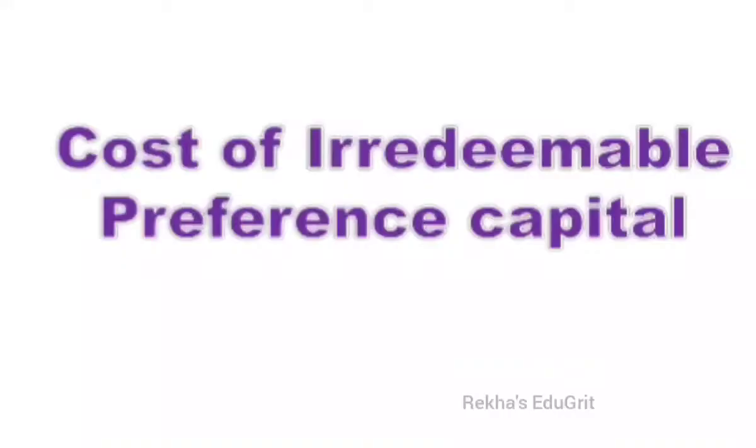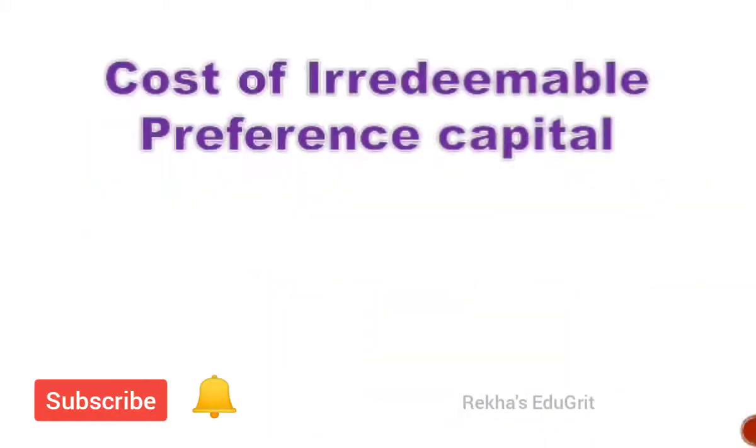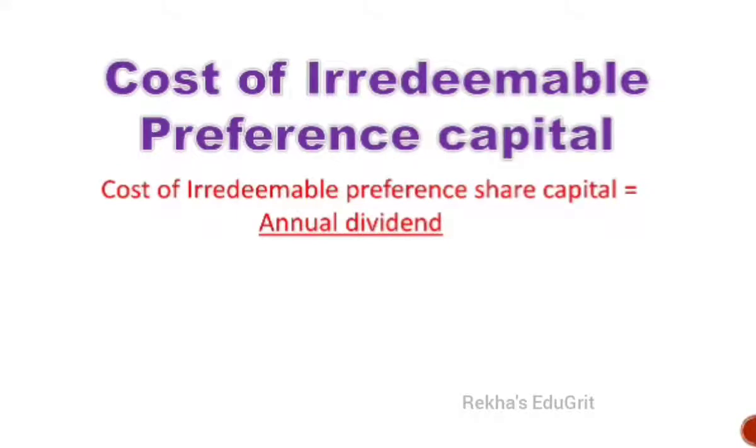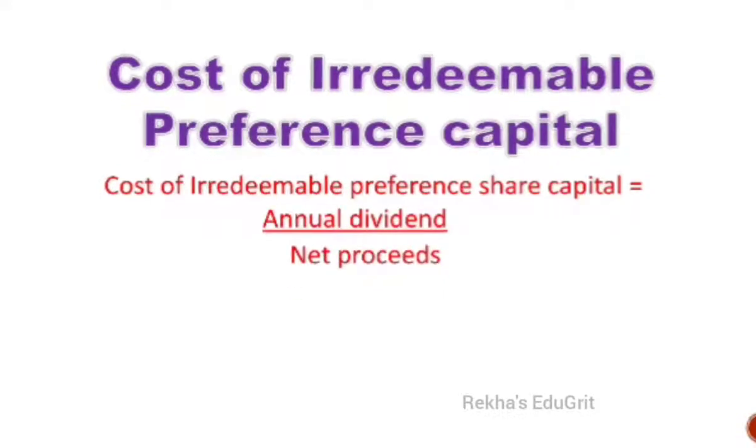As we have explained earlier, irredeemable preference share capital is that which is not redeemed during the lifetime of the company. Next we will see how the cost of irredeemable preference share capital is calculated. The formula is annual dividend divided by net proceeds. So using this formula, we will move to the first question.